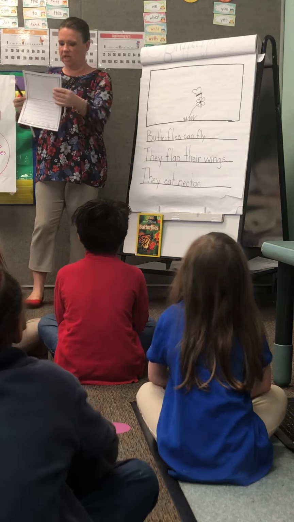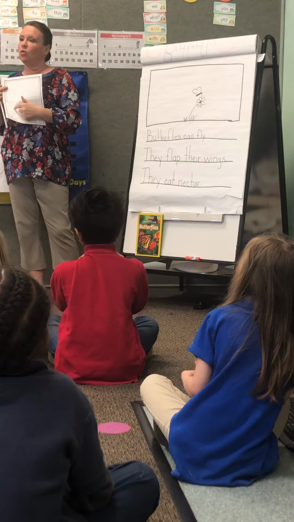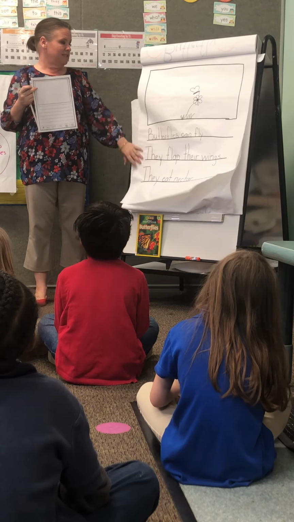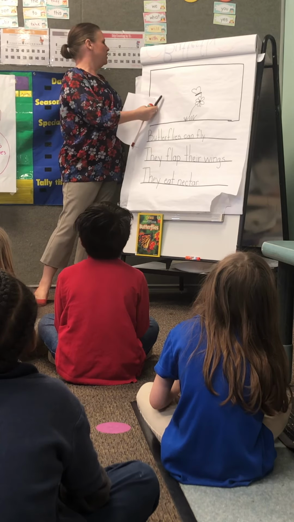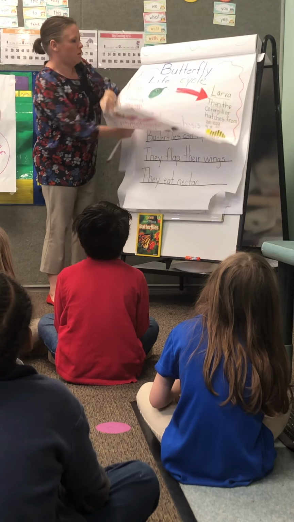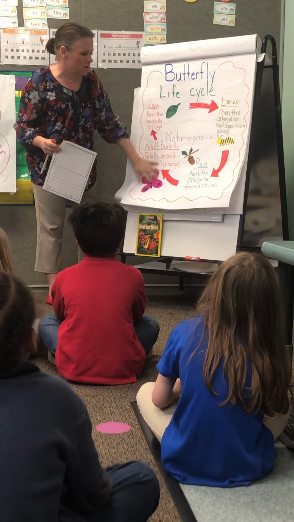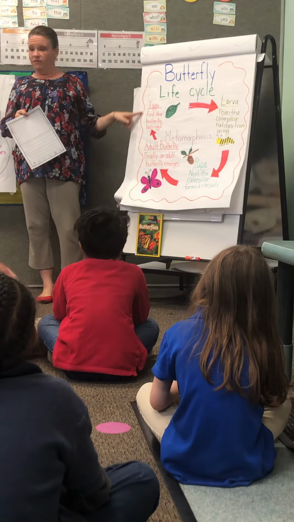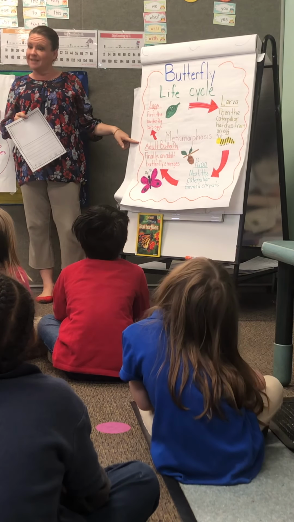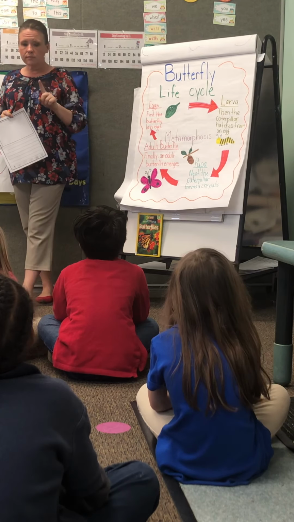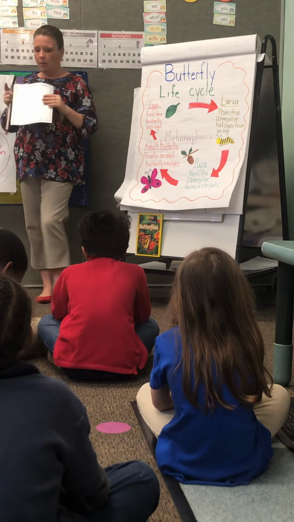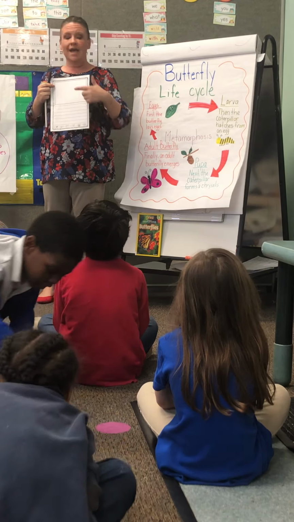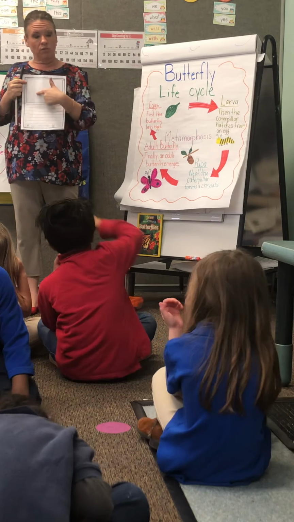a paper that looks just like this, and you're going to write your own story. I'm also going to turn this page back to our butterfly life cycle chart because there's lots of words on here that you might use. If you need help figuring out what one of these words are, I definitely can help you. I'll help you read it again. But I want you to write a story about butterflies, and then I want you to illustrate your picture.